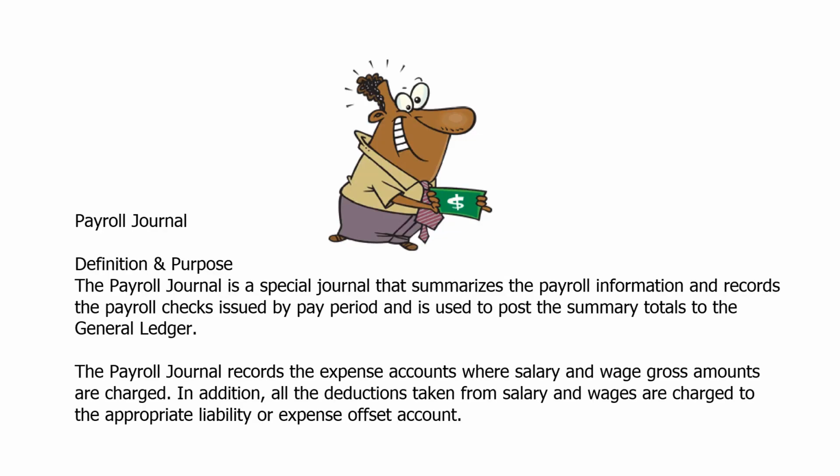Payroll Journal. Definition and purpose. The Payroll Journal is a special journal that summarizes the payroll information and records the payroll checks issued by pay period and is used to post the summary totals to the general ledger. The Payroll Journal records the expense accounts where salary and wage gross amounts are charged. In addition, all the deductions taken from salary and wages are charged to the appropriate liability or expense offset account.